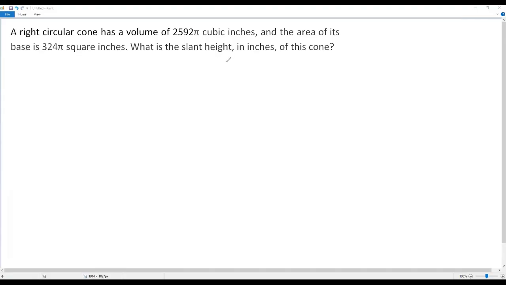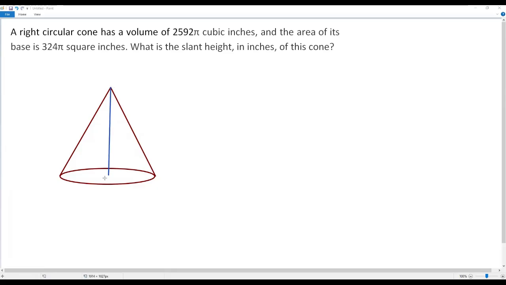Okay, first let me draw a right circular cone. Now let me draw the height and the base radius of the cone. Here we have the height and here we have the base radius. Always the angle between the height and the base radius is a right angle. Here we have the right angle. And the line segment over here represents the slant height of the cone. Usually we represent the slant height using the letter L, the height by the letter H, and the base radius by the letter R.